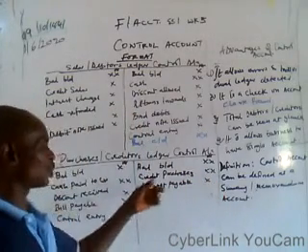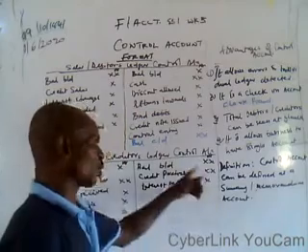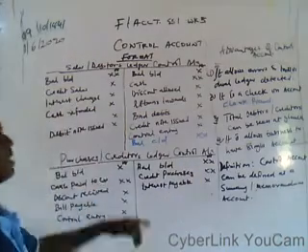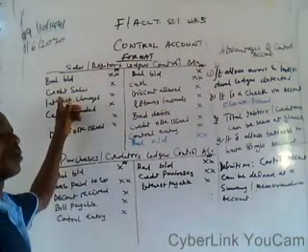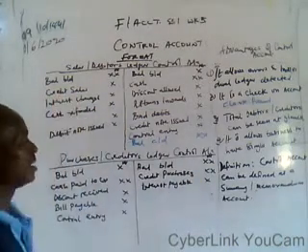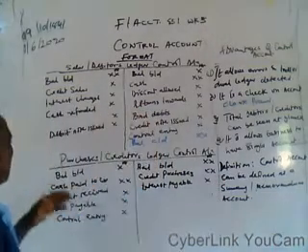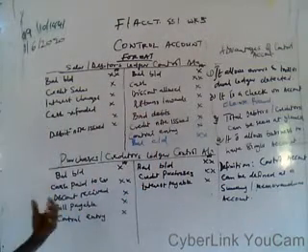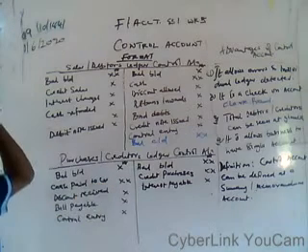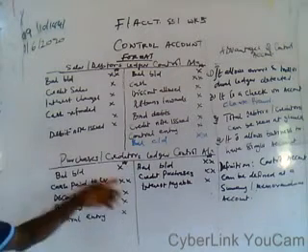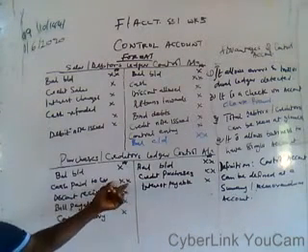Only credit purchases must appear. The cash purchases will not appear here. At the same time, the cash purchases will not appear on the sales ledger control account. Interest payable will be on this credit side. Back to this debit side, cash paid to the supplier, that is, the money paid to the supplier, must be on the debit side of this account.